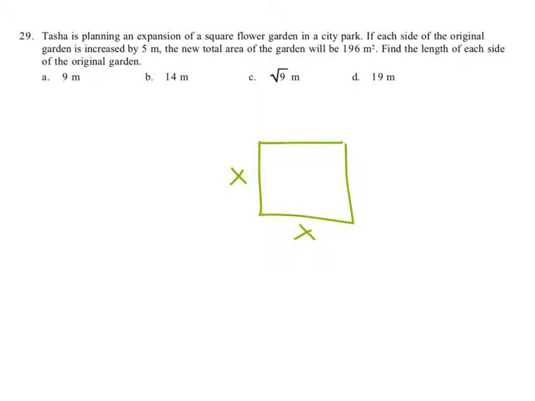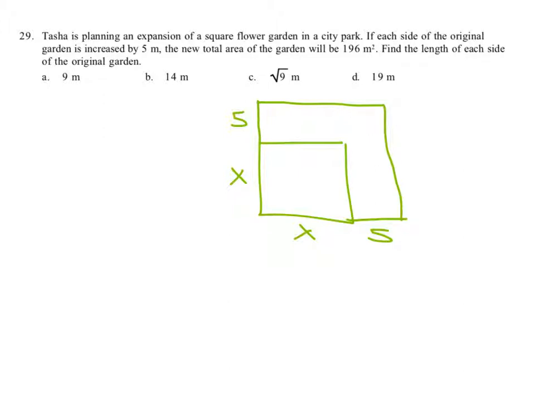If each side of the original garden is increased by 5 meters, aha, now we have to say 5 meters more. This one's equal to 5, right? This one's 5 meters more. So we've got this whole expansion going here. Then the total new area of the garden will be 196. Well, notice then this side measures x, whatever x was, plus 5 more. This is x plus 5 more.